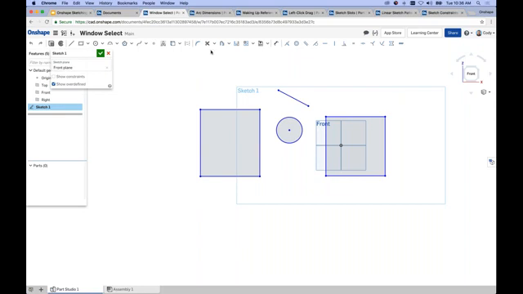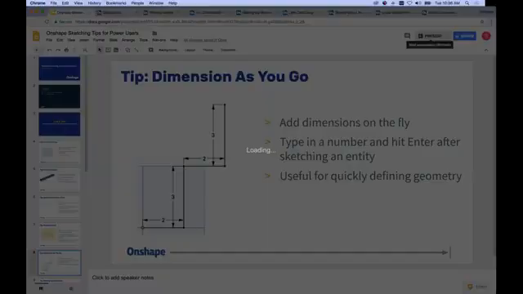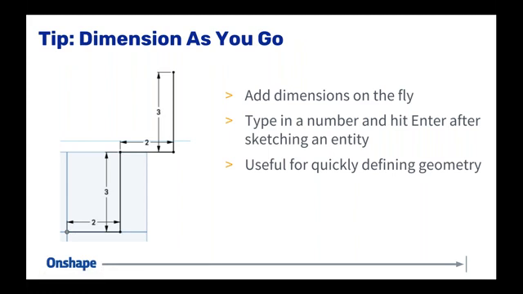All right, next tip. Dimension as you go. This is another commonly asked question. Is it possible to add dimensions as I'm sketching? And the short answer is yes. If you type in a value immediately after placing a sketch entity, a line or a circle or a rectangle, it will dimension that entity.